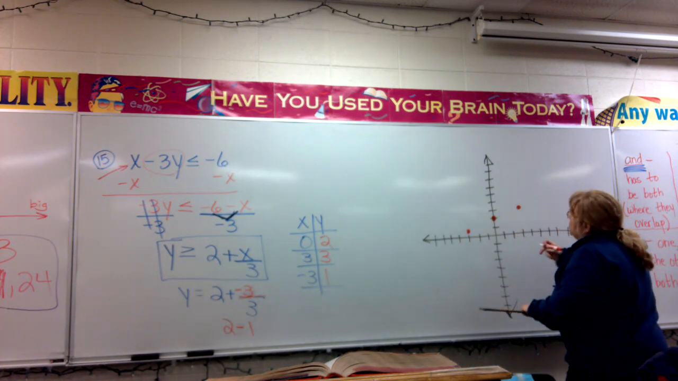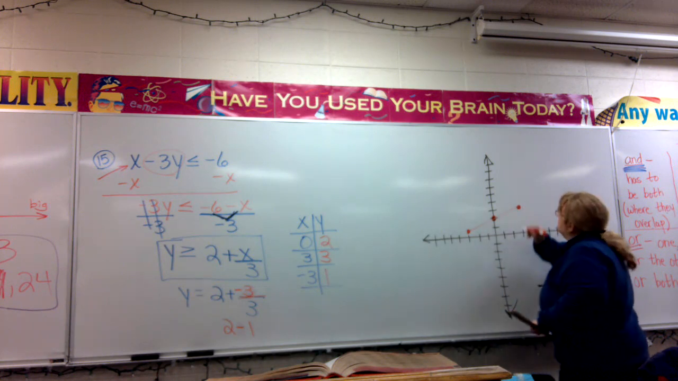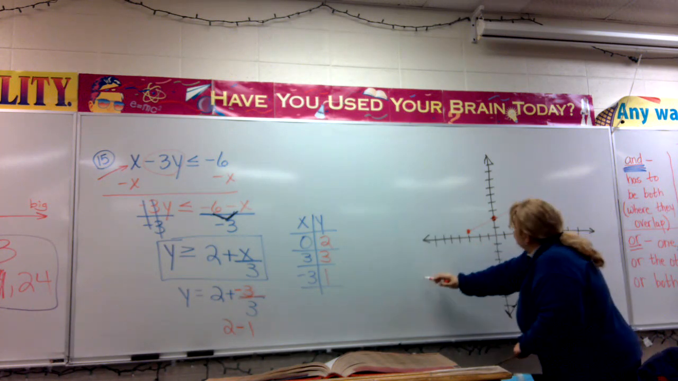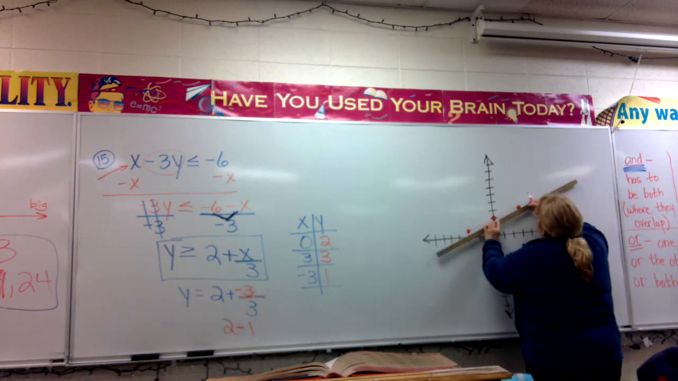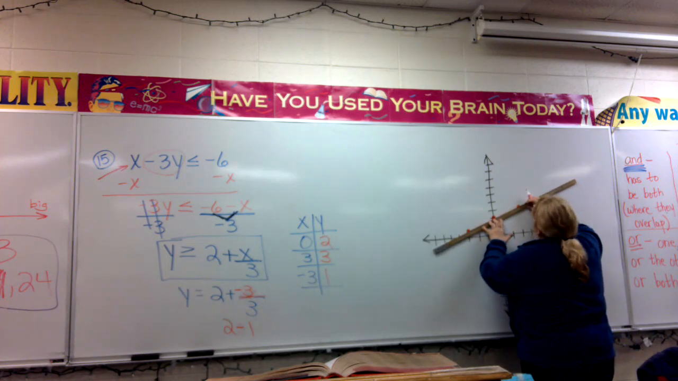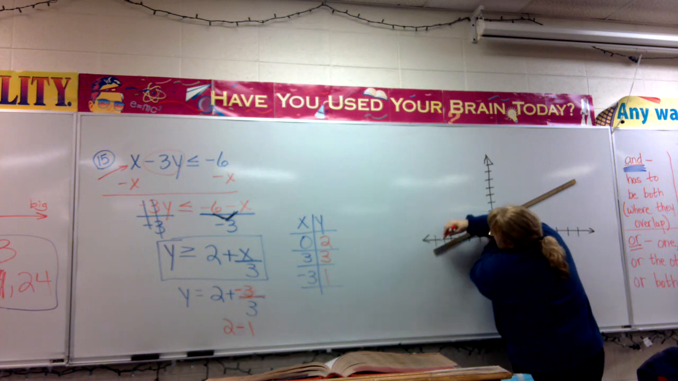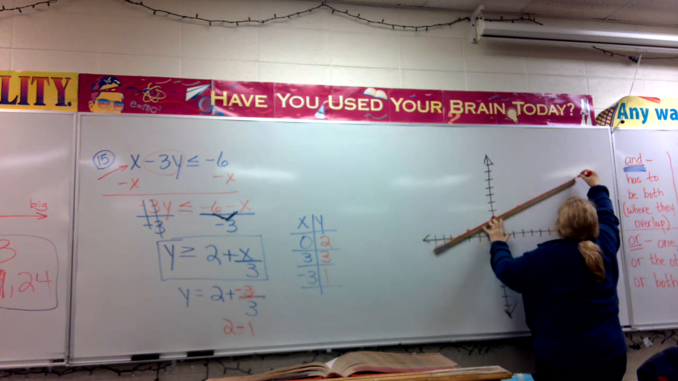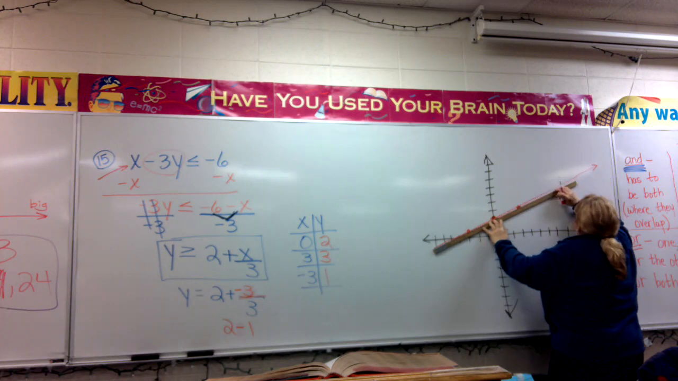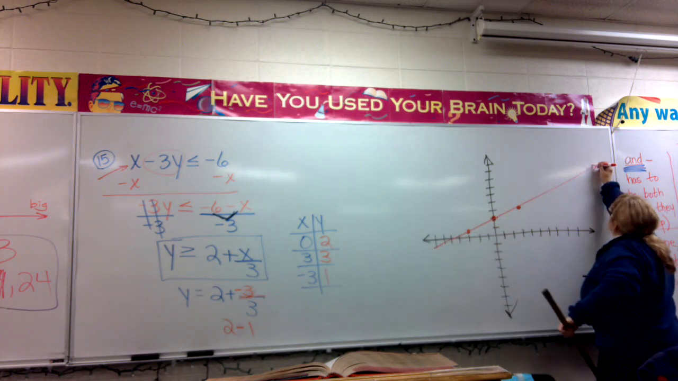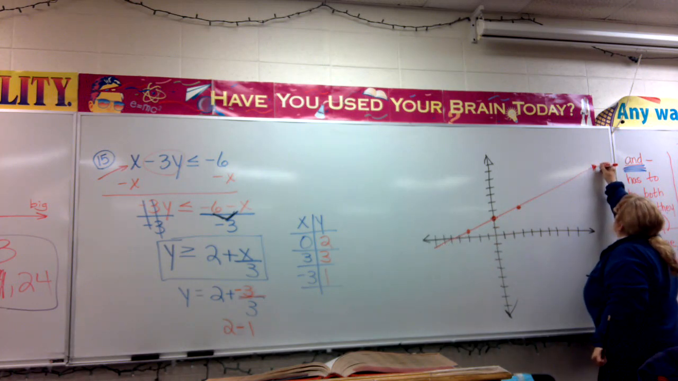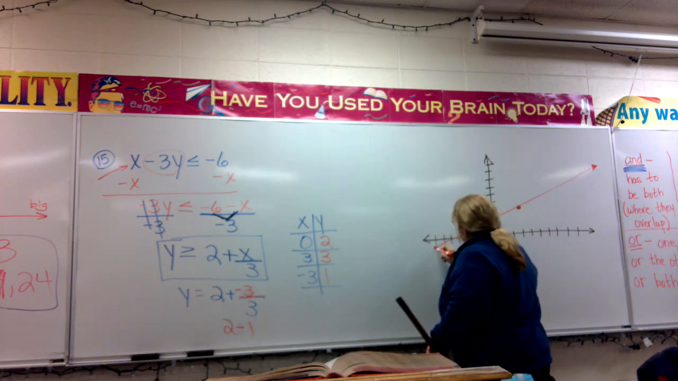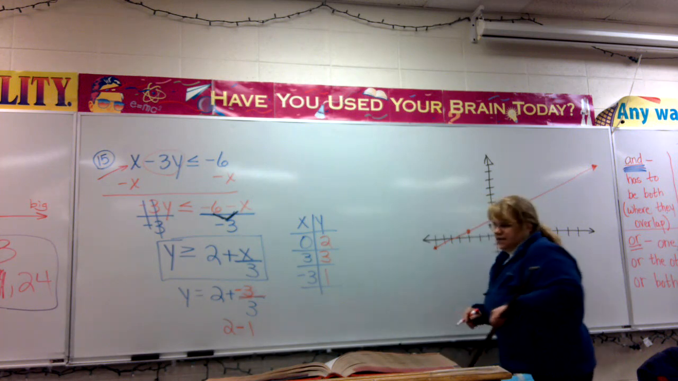And when you make your line, please don't just go between your dots. I want it to go from one side of the graph all the way to the other. Watch. All the way to the end. Put arrows at the ends. What do the arrows mean? It goes on. Yep, it goes on forever and ever and ever.